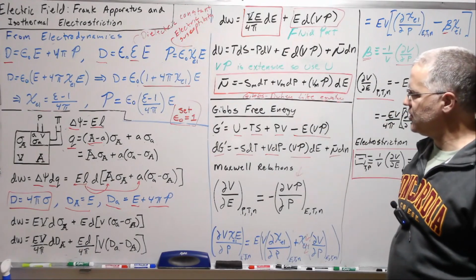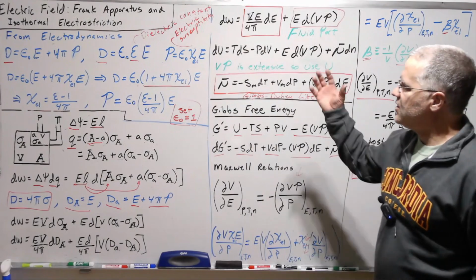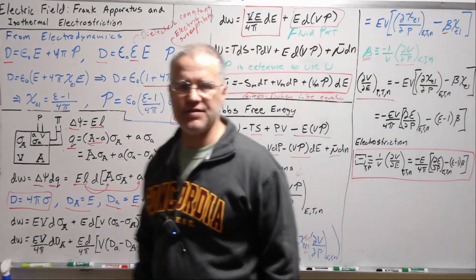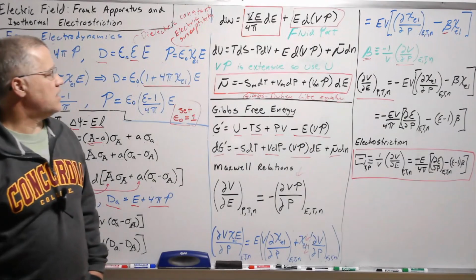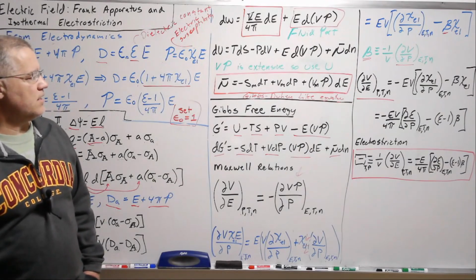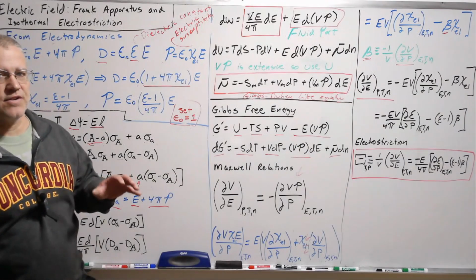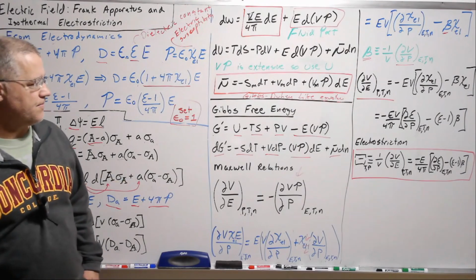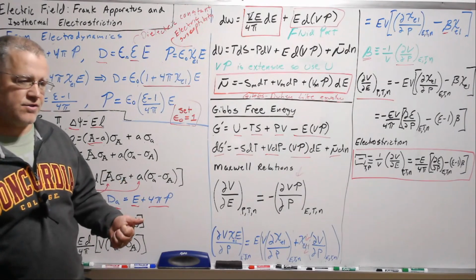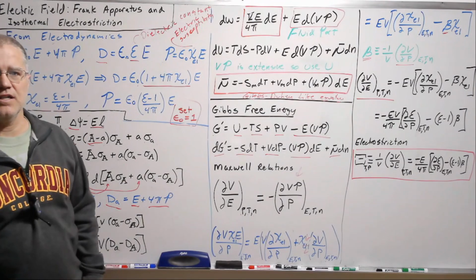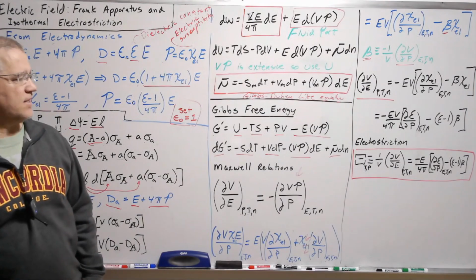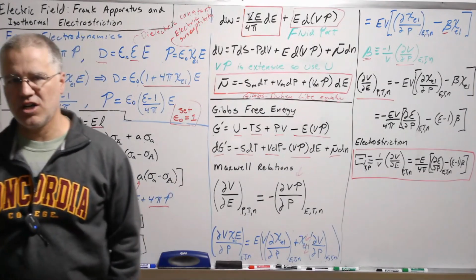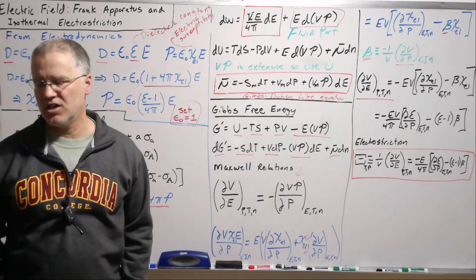All right, so this is the first of several lectures on the topic of the electric field as the external field. This was a uniform electric field, and it results in electrostriction, which is a small effect, only noticeable for large electric fields.